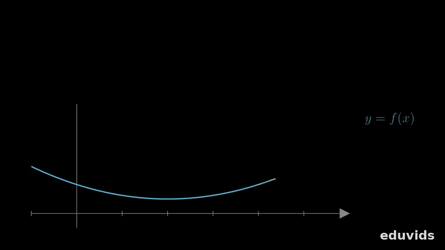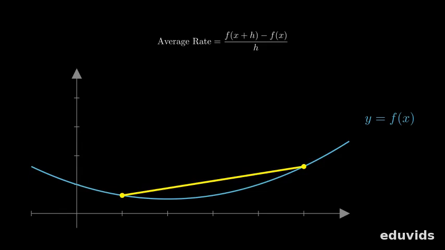We start with average rate of change. Imagine driving a car. Average speed is total distance divided by total time. Visually, this is the slope of a secant line connecting 2 points on a curve. The formula is f of x plus h minus f of x all divided by h.